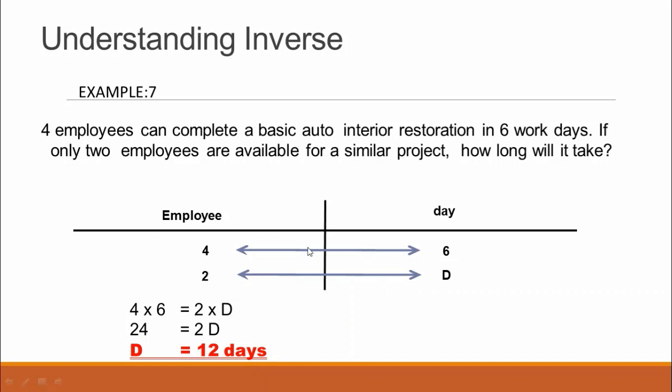And in inverse proportion, I have already told you to multiply the first row quantity, 4 multiplied by 6, and 2 multiplied by d. Since 2 is connected with the unknown, dividing both sides by 2, we obtain the days, 12. So in this sentence you see here 6 days, but now the days for the 2 employees is 12. So employees decrease, days increase.